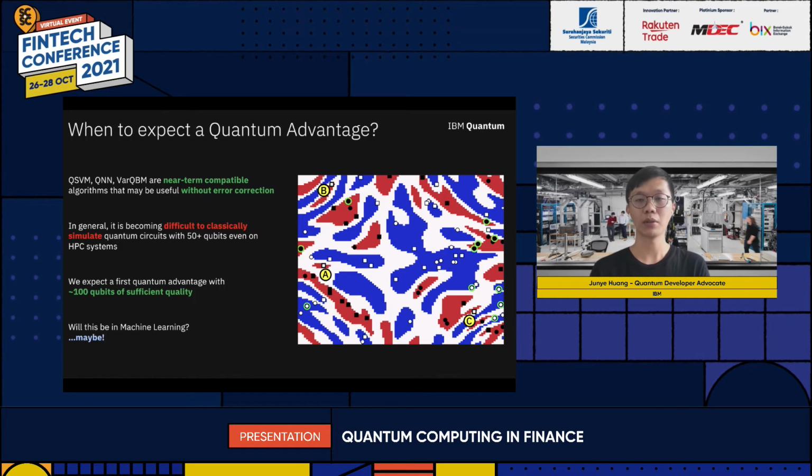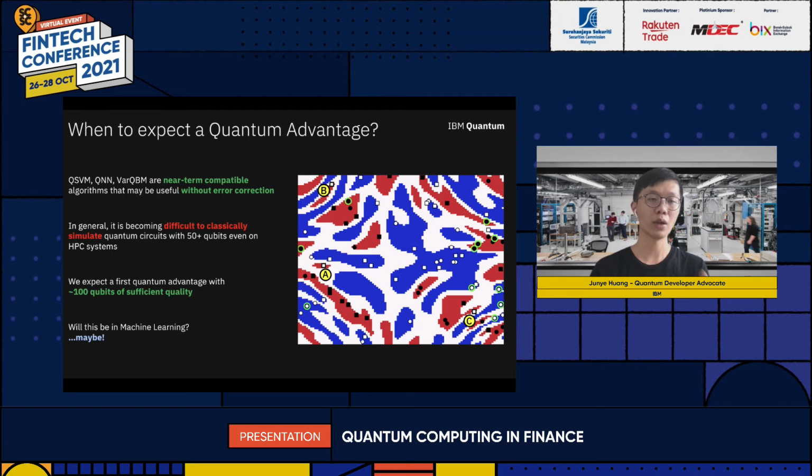So we believe that machine learning on quantum computing can bring quantum advantage because there are a lot of problems that are very difficult to scale, and it's very hard for a classical computer to simulate a quantum circuit with more than 50 qubits. So we think that the first quantum advantage can be achieved with just about 100 qubits. But the keyword here is that you need sufficient quality, which, what is sufficient is unclear, but current-day qubits are not good enough. So we'll need to scale the number of qubits, but also improve the quality.